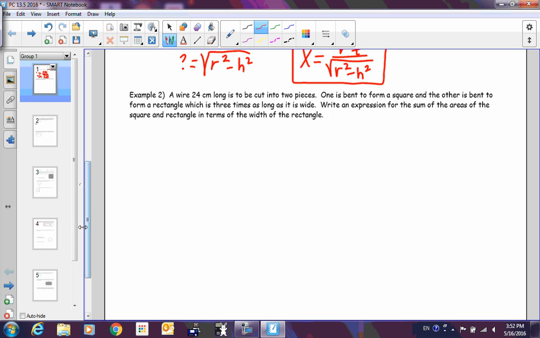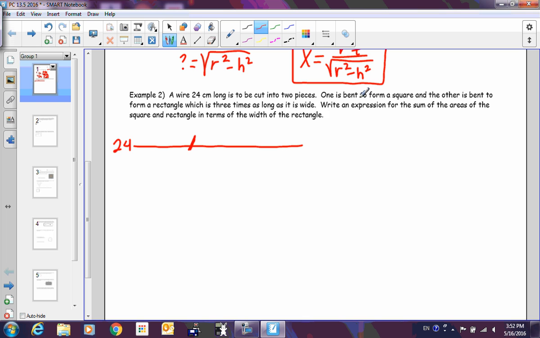Okay, if you notice something that's missing in example 2, it's the picture. So I'm going to draw the picture as we go. It says we have a wire, and that is 24 centimeters long. And it's cut into 2 pieces, so I'm going to put the cut right here. I don't know which side is bigger. It's just to help me set this up.